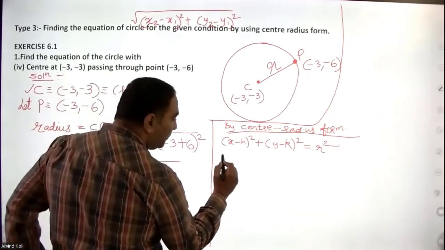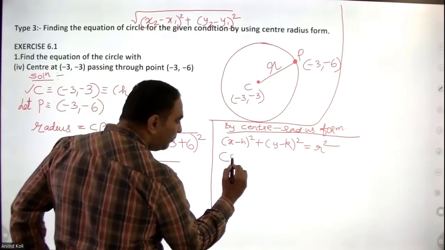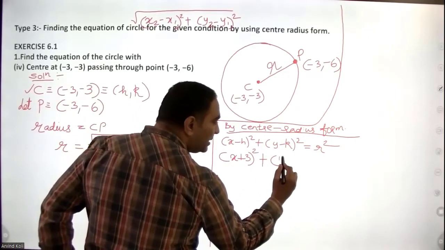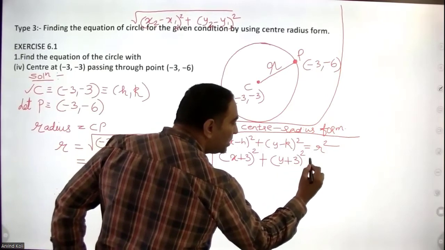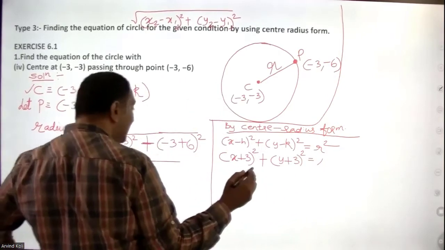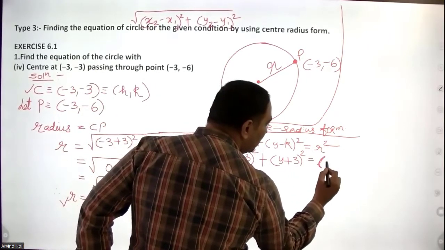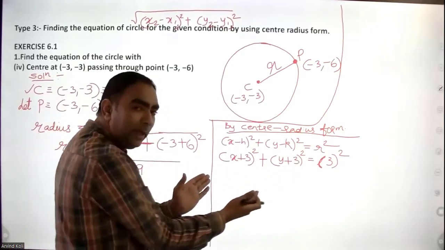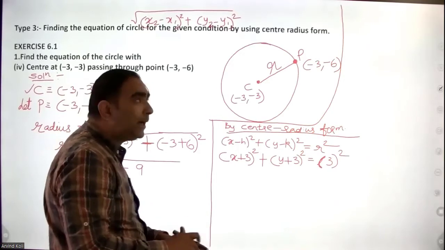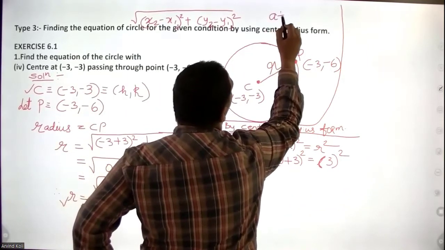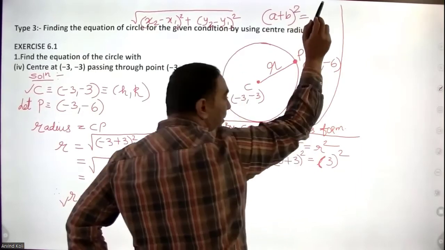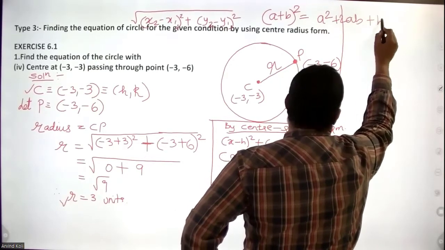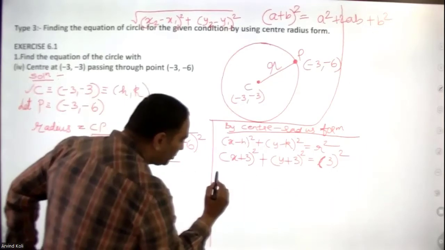तो यहाँ पे सब्स्टिट्यूट करते हैं. So this becomes x minus -3, x plus 3 the whole square plus y minus -3. This becomes y plus 3 the whole square is equal to, and our r is 3, so this becomes 3 का square. All right, we can expand x plus 3 the whole square जैसे हमने लेक्चर 1 में देखा था by using our formula a plus b the whole square. वो फॉर्मूला क्या था? a square plus 2ab plus b square. तो वही यहाँ पे अप्लाई करेंगे तो क्या हो जाएगा?